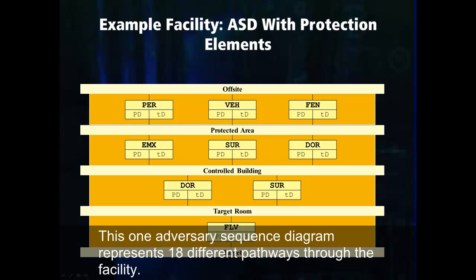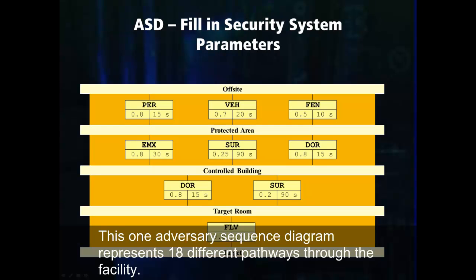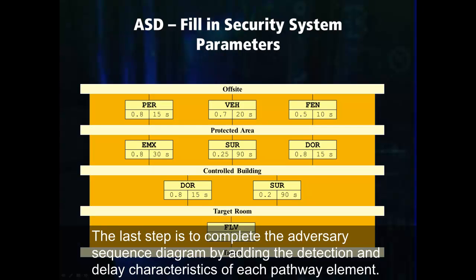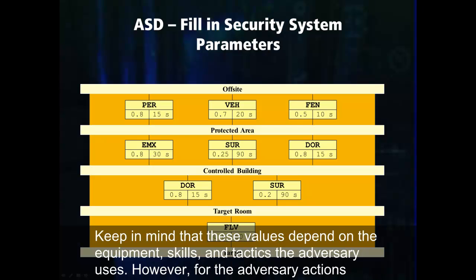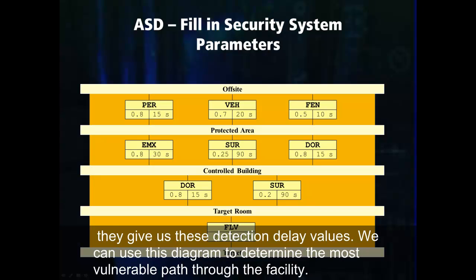This one adversary sequence diagram represents 18 different pathways through the facility. The last step is to complete the adversary sequence diagram by adding the detection and delay characteristics of each pathway element. Keep in mind that these values depend on the equipment, skills, and tactics that the adversary uses. However, for the adversary actions that give us these detection and delay values, we can use this diagram to determine the most vulnerable path through the facility.